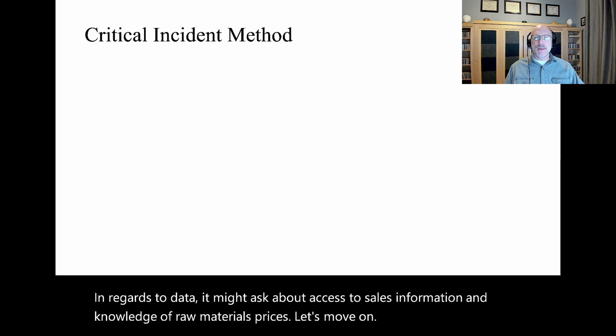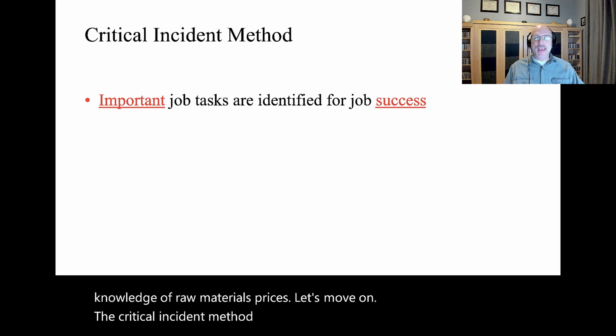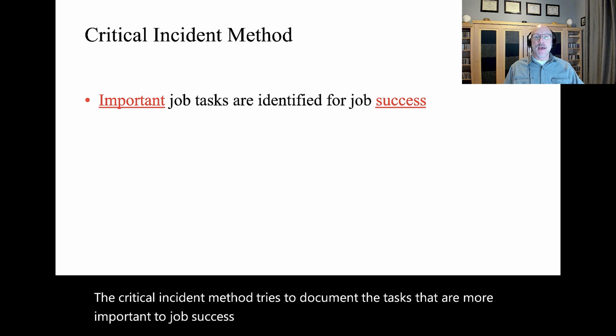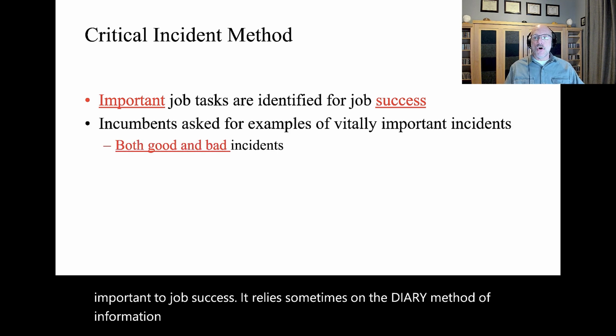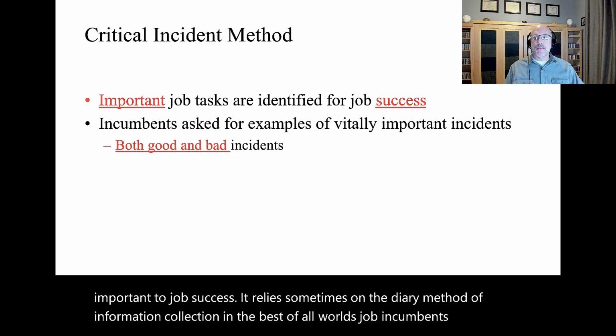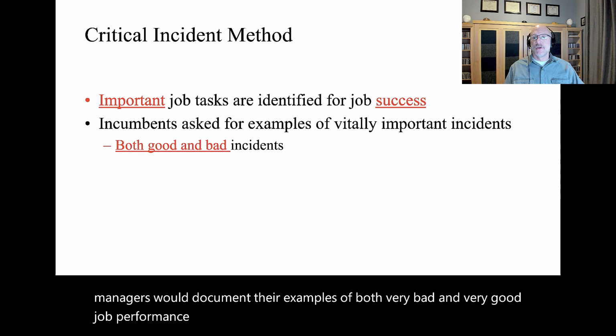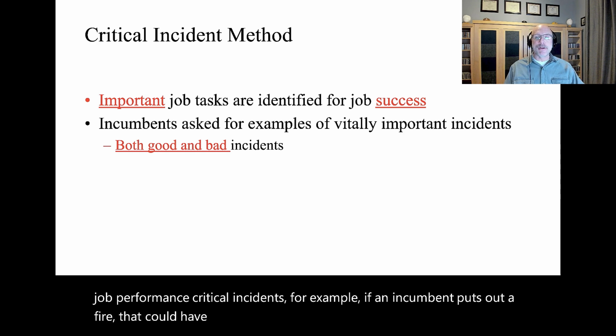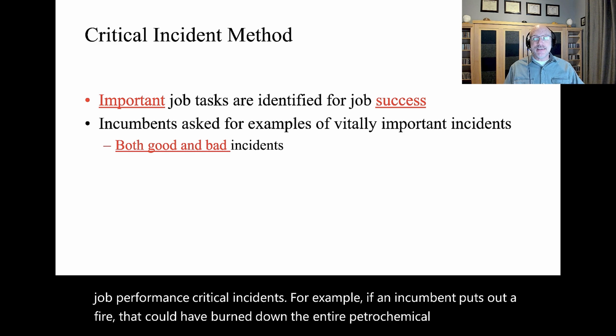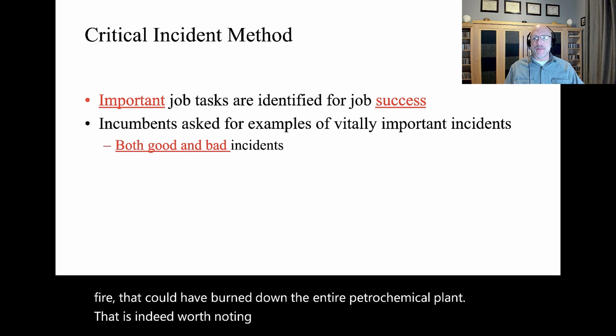The critical incident method tries to document the tasks that are more important to job success. It relies sometimes on the diary method of information collection. In the best of all worlds, job incumbents and managers would document their examples of both very bad and very good job performance. Critical incidents. For example, if an incumbent puts out a fire that could have burned down the entire petrochemical plant, that is indeed worth noting by both the incumbent and the manager.